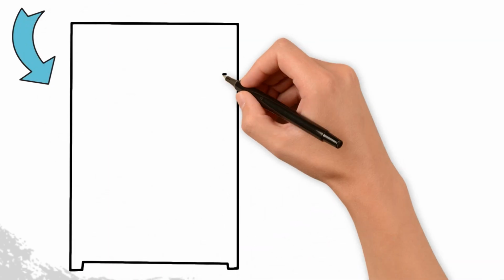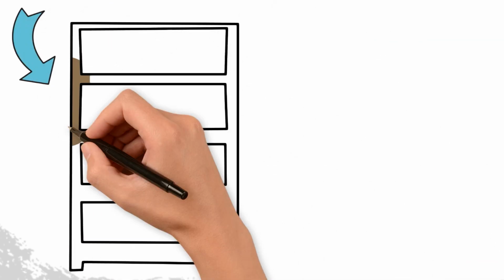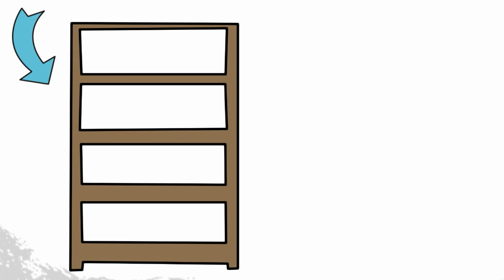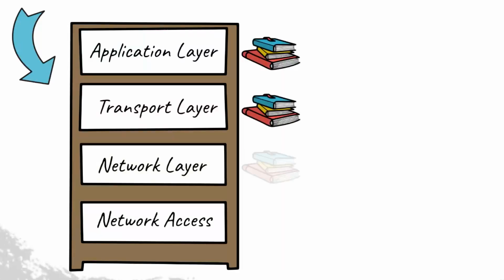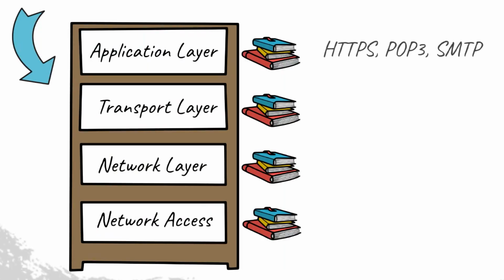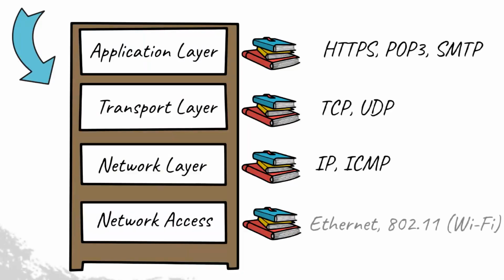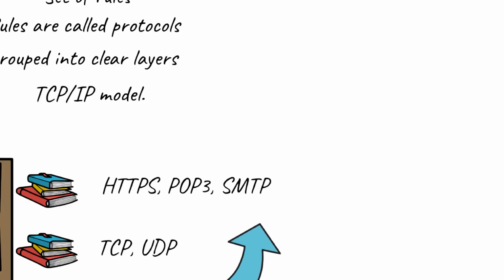To make things simple, imagine the TCP/IP model as a library with 4 shelves. Each shelf represents a different layer of TCP/IP, and the books on each shelf? Those are the rules and guidelines called protocols that help data move smoothly between computers and networks. Just like books in a library, these protocols are carefully grouped by their roles, making it easy for everyone to understand how the internet works. Let's quickly explore each shelf.